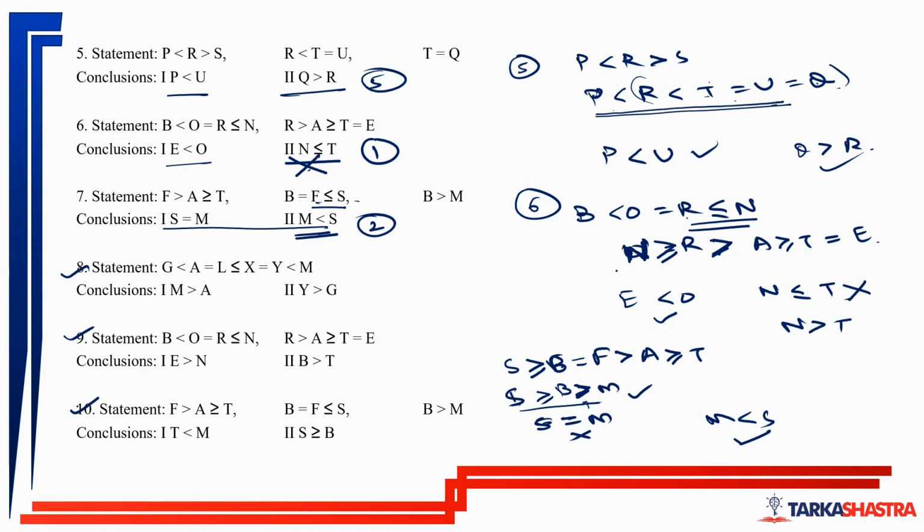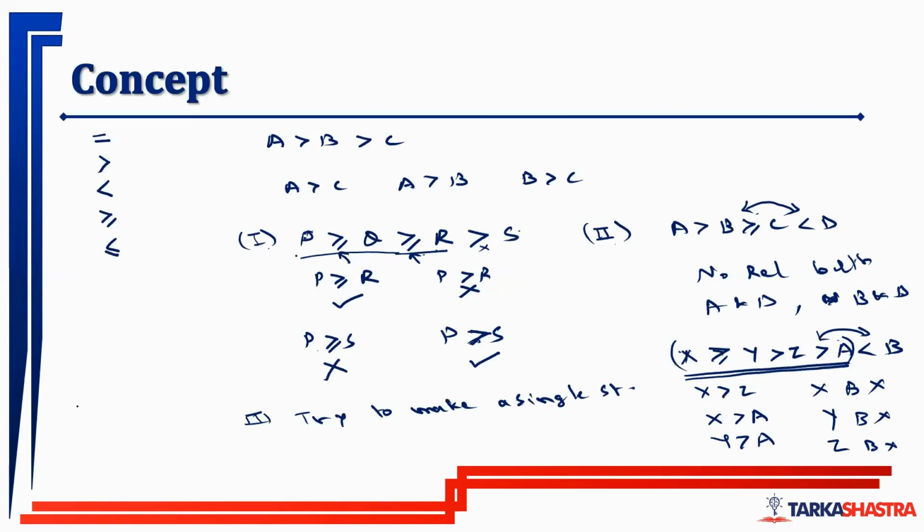Make sure that you do this homework, practice these type of questions with these 3 rules. These are the 3 rules that you have to follow. First is that the equal to sign should not be missed. Second is that the direction of the sign should not change. And third is try to make a single statement wherever possible. This will help you solve your questions faster.